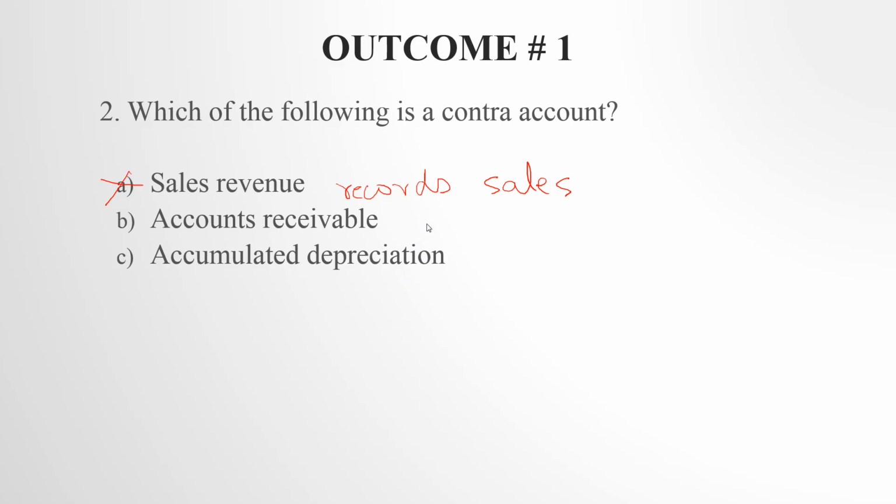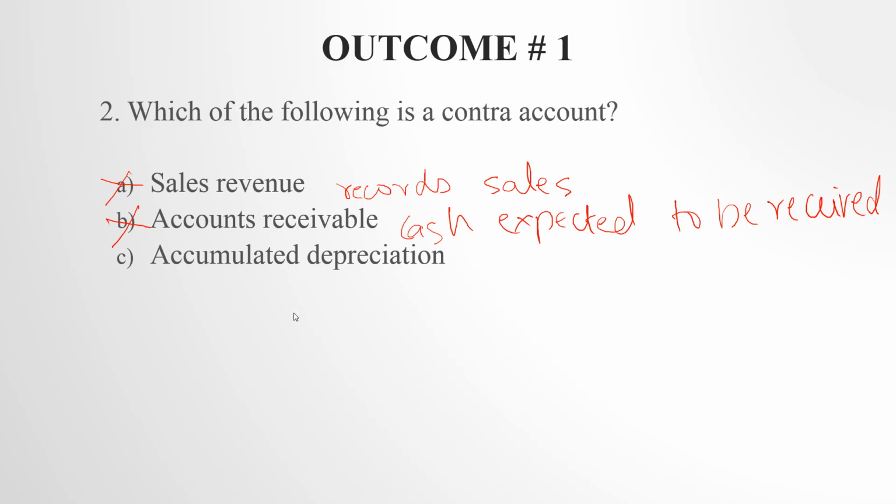Accounts receivable. It tells us the amount of cash the company expects to receive from the sales on which cash has not been received already. So this tells us the amount of cash expected to be received. Again, this is used for sales made on credit. This is also not a contra account. This does not reduce the value of any other account.